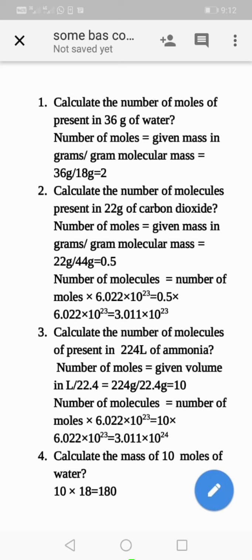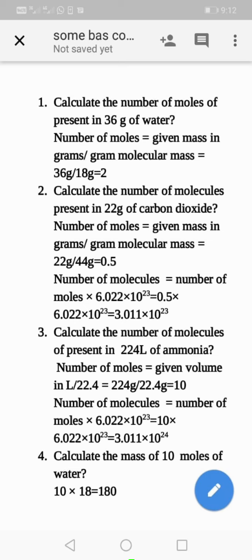So in this question, they are asking the number of molecules. So you'll have to follow the order of priority like that itself. The number of moles you have to calculate first, then the number of molecules. From the number of molecules, if you want, you can calculate the number of atoms or number of electrons. That also can be done. That we'll be seeing in the next slide.